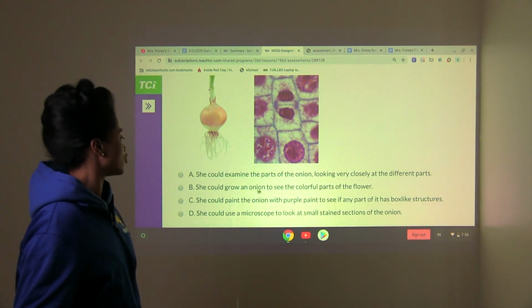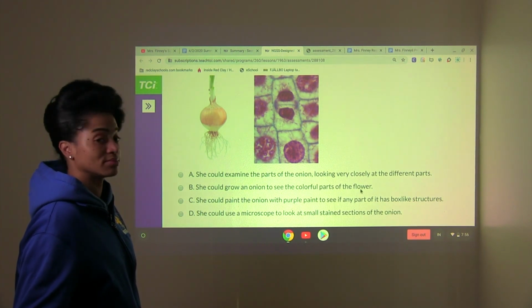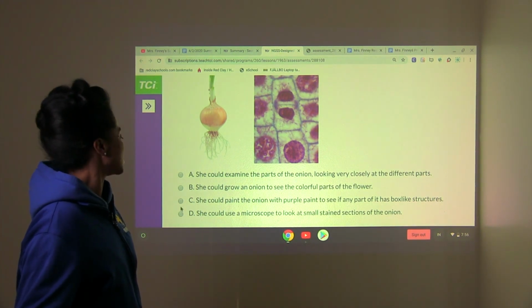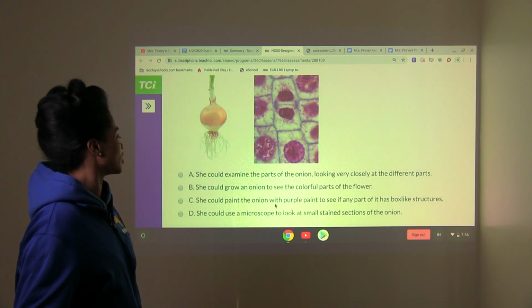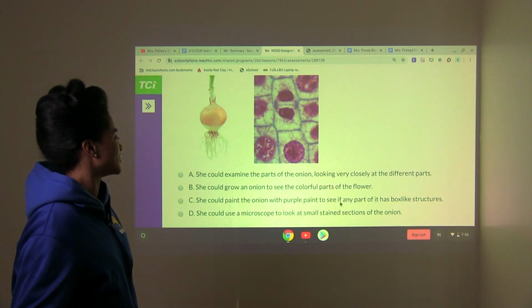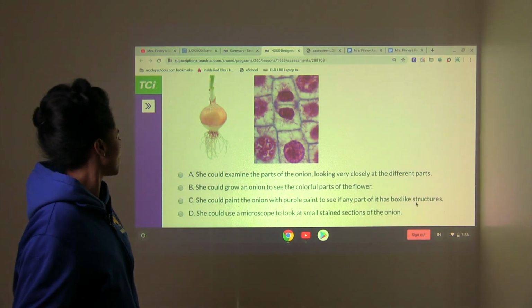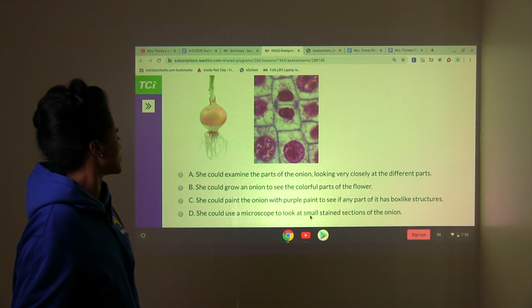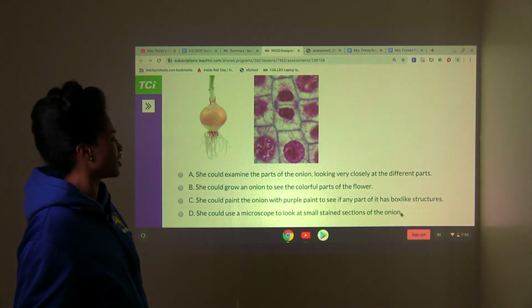B, she could grow an onion to see the colorful parts of the flower. C, she could paint the onion with purple paint to see if any part of it has box-like structures. Or D, she could use a microscope to look at small stained sections of the onion.